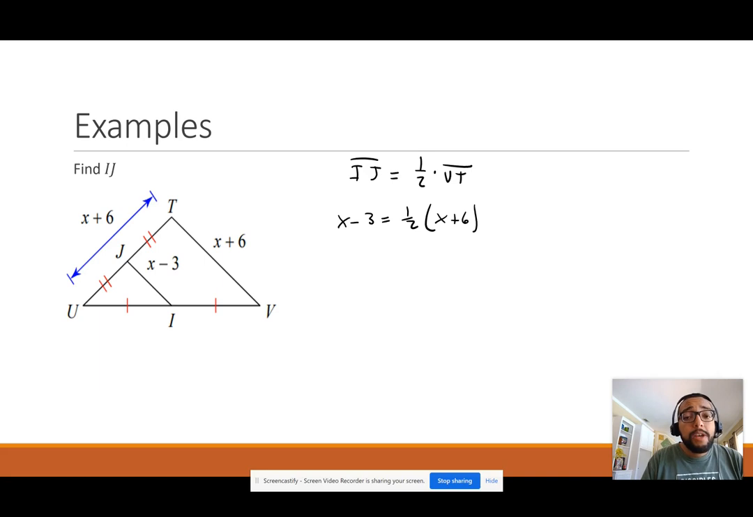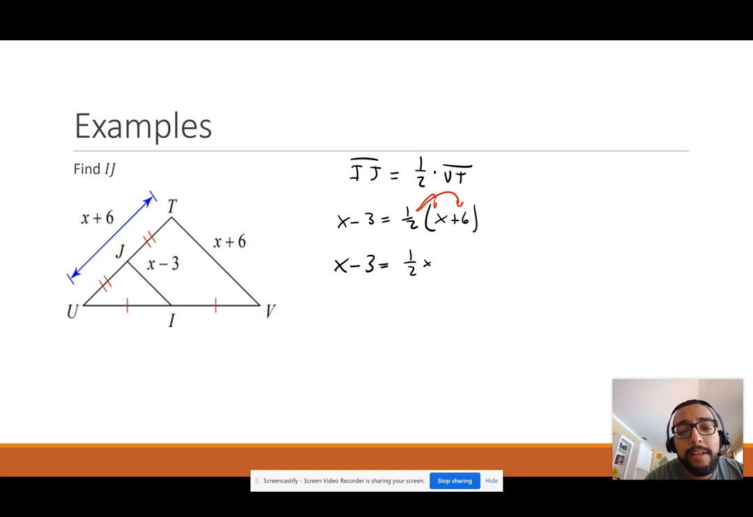All right? So here, option 1 was like, hey, go ahead and distribute that 1/2. Just go ahead and distribute it. We can take on fractions. We're not that scared of them. They're not that mean. So x minus 3 equals 1/2 x, and then 1/2 times 6 is the same thing as 6 divided by 2.